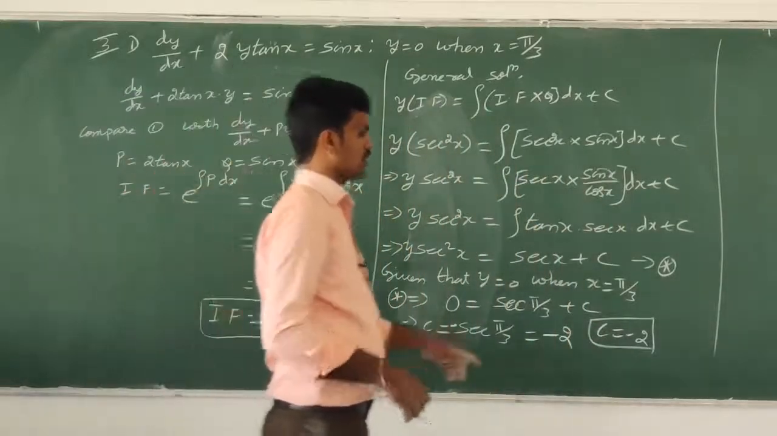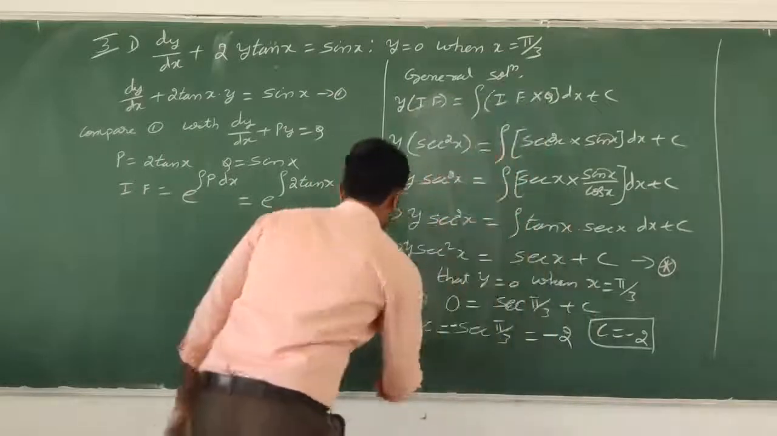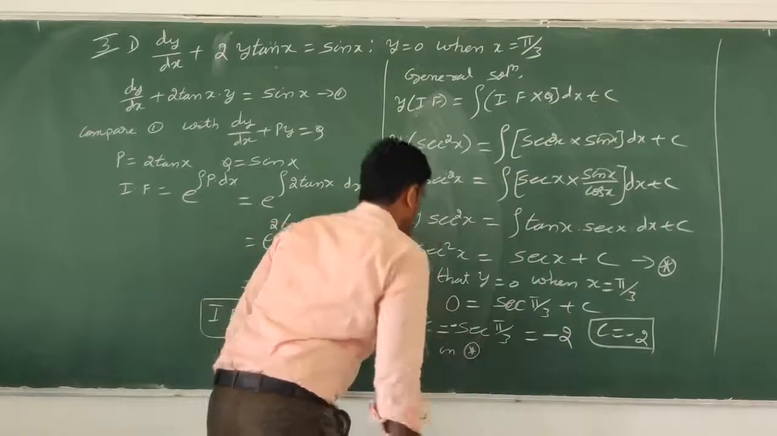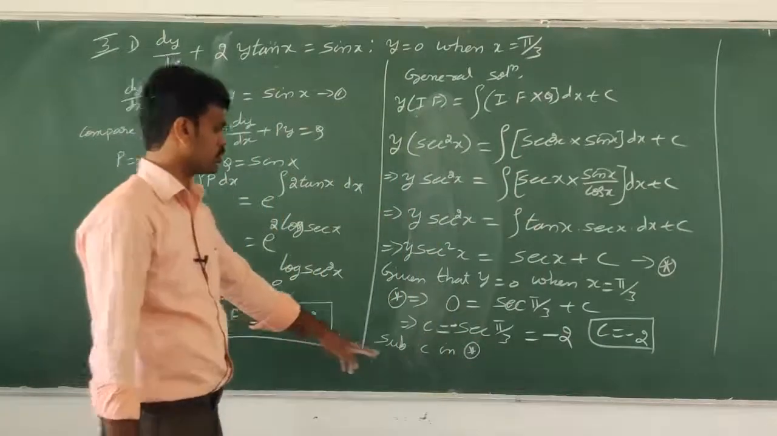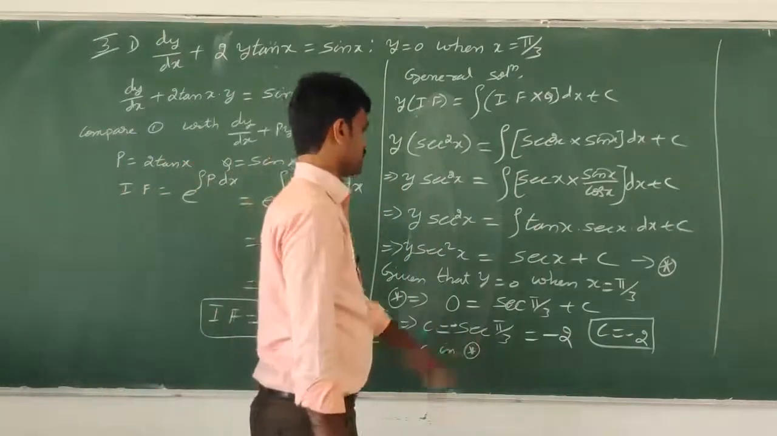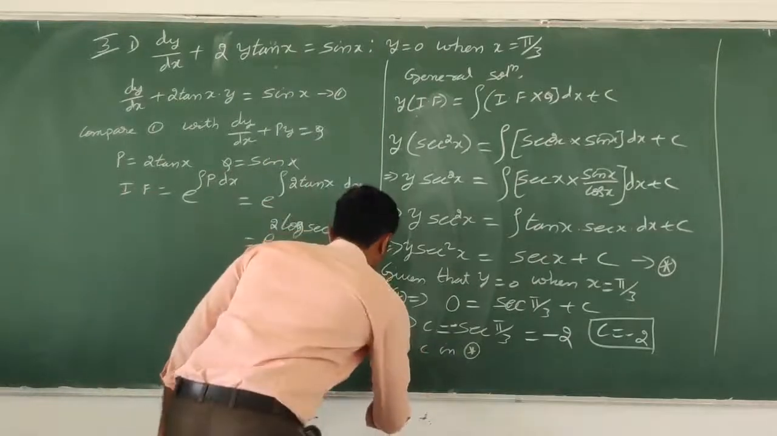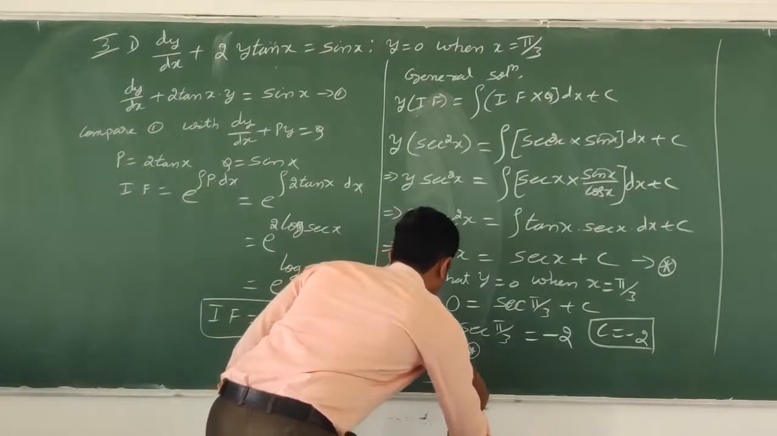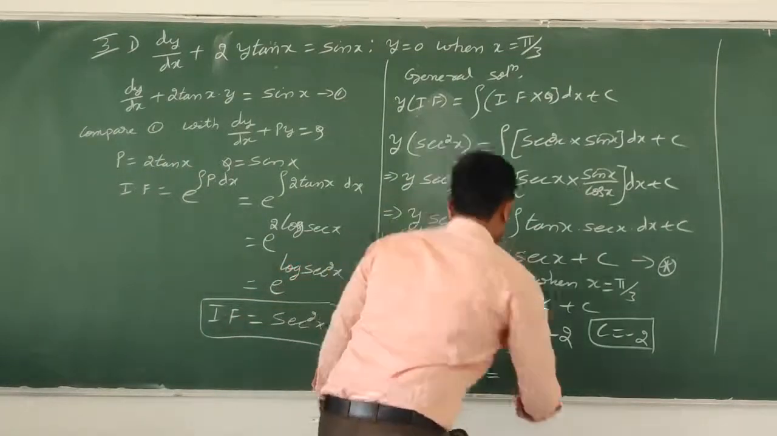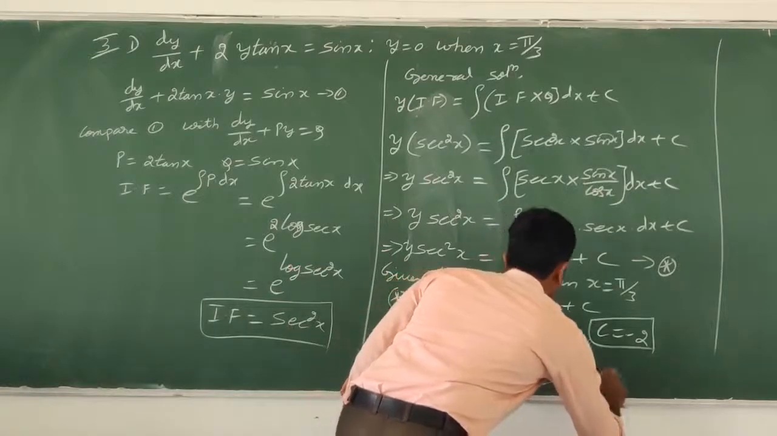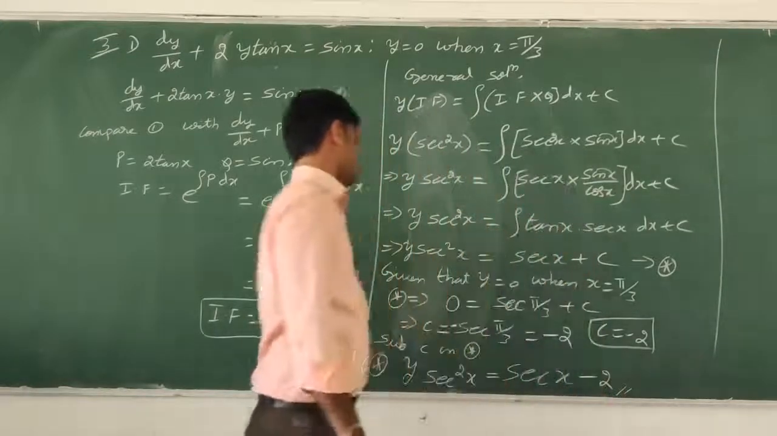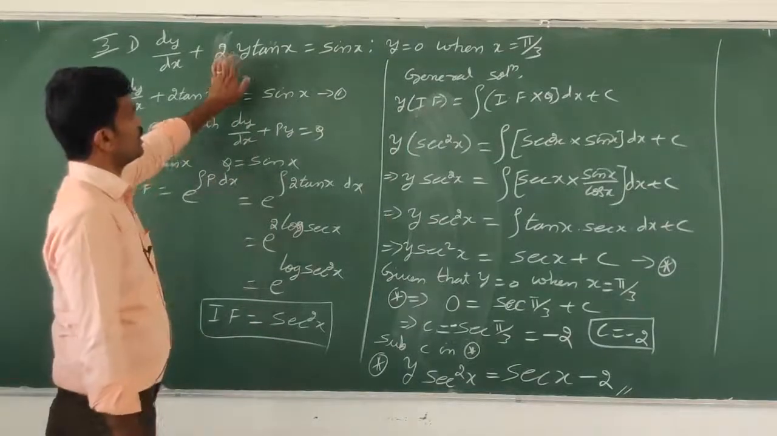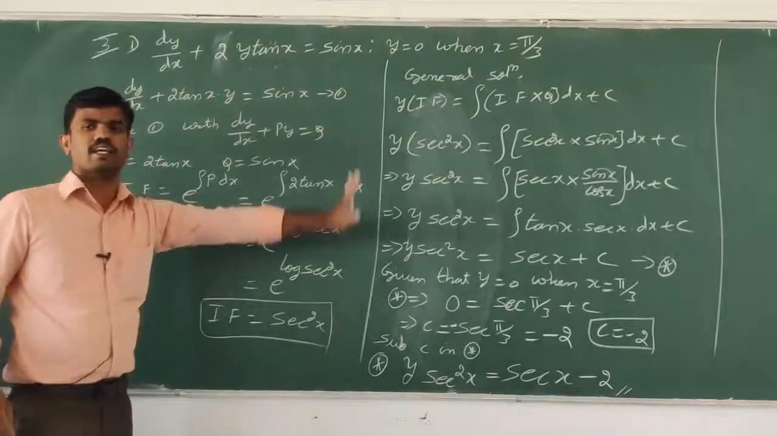Now just substitute the value of c in equation star. Substitute the value of c in equation star, then equation star becomes y into secant square x is equal to secant x minus 2. The value of c is minus 2. So this is the required particular solution for the given differential equation, or given linear differential equation.